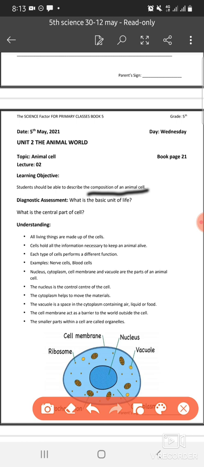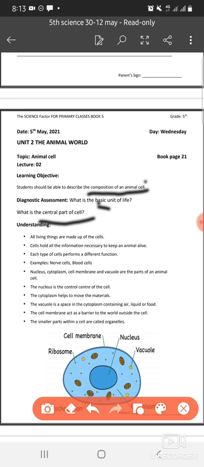The diagnostic assessment is: what is the basic unit of life? Number 2, what is the central part of a cell? You have to answer it by yourself. Okay. The basic unit of life is the cell, and the central part of the cell is the nucleus. Now come to the understanding of the topic.